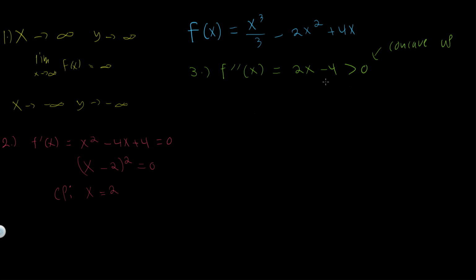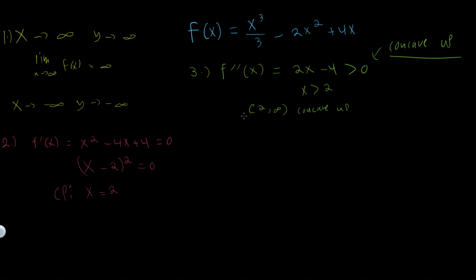All right, so let's solve. Well, this is a pretty simple equation to solve, right? We can add 4 on both sides, divide by 2, and we get x is greater than 2. So what I did is add 4 on both sides, and then I divided by 2. So for x greater than 2, this graph is concave up. So we can write from 2 to infinity, we have concave up. And if you don't know what concave up means, I encourage you to watch the previous video.